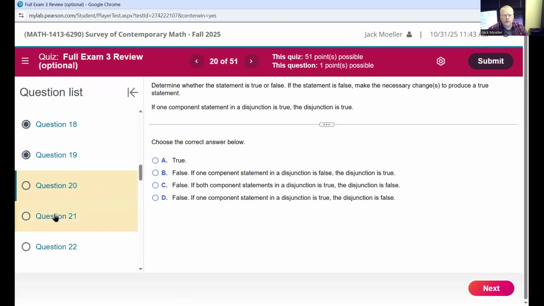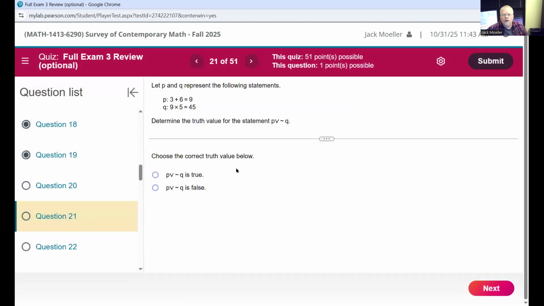All right, so a similar question on disjunction. Here's an example of something where we don't need the entire truth table. How would we do this problem? We get this written down on the paper and we'll walk through it. So we have these two statements. P is 3 plus 6 is 9. Q is 9 times 5 is 45. And they ask us to determine the truth value for P or not Q.